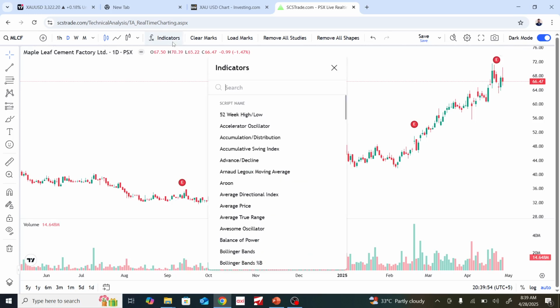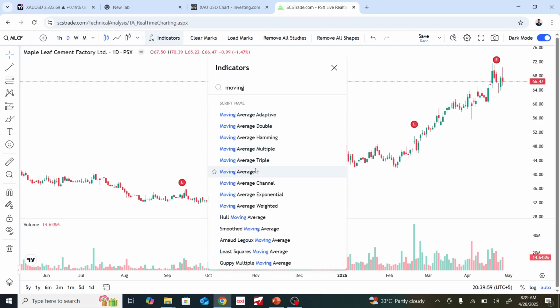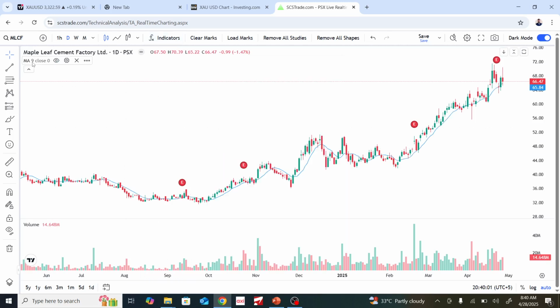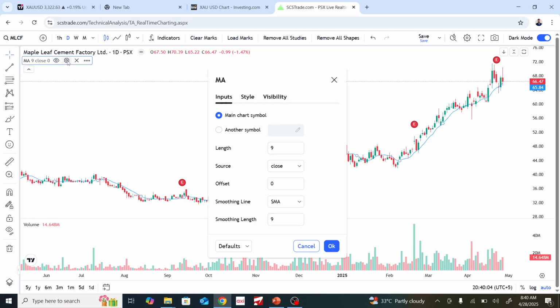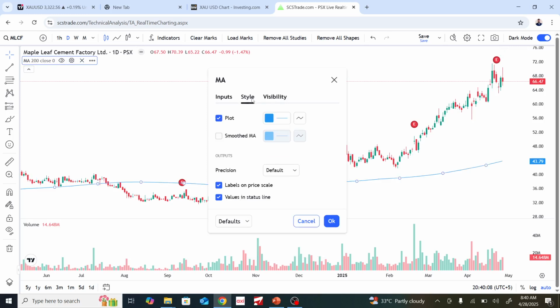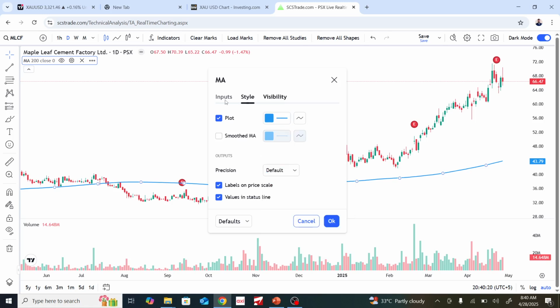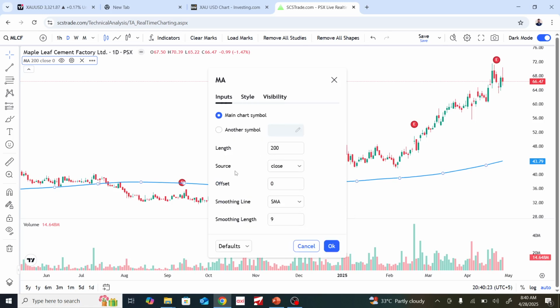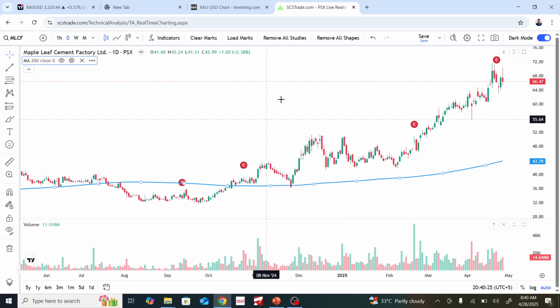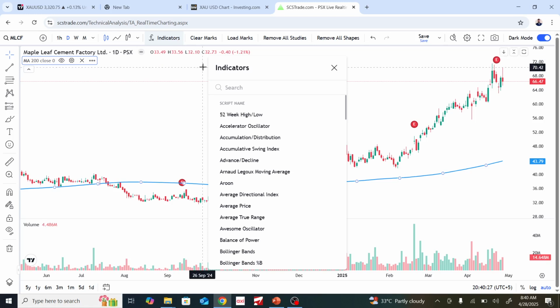You have to go to indicators and add a moving average, and by default you get a 9 close moving average. So go to settings and change the length to 200 and the style to blue. Make it a thick line; a slightly thicker line is more suitable. This is a moving average, and the source is close. Again, you plot a moving average.